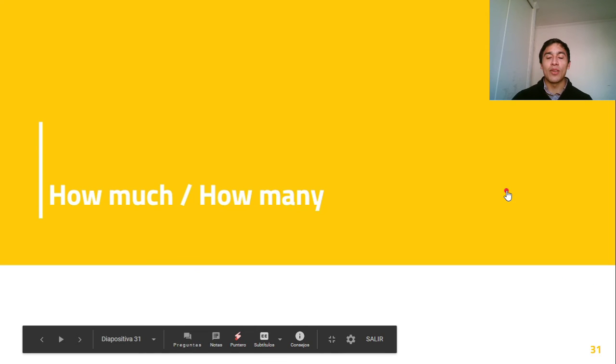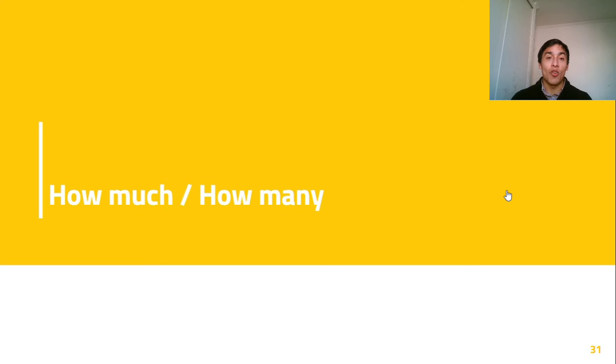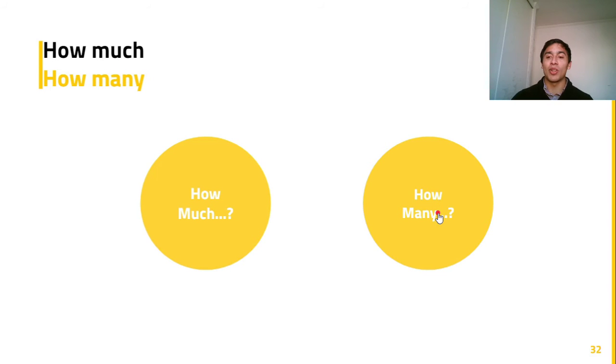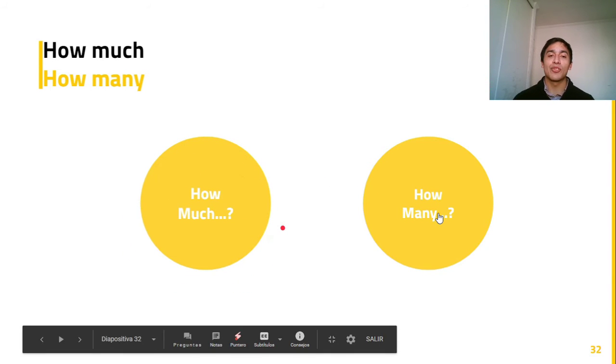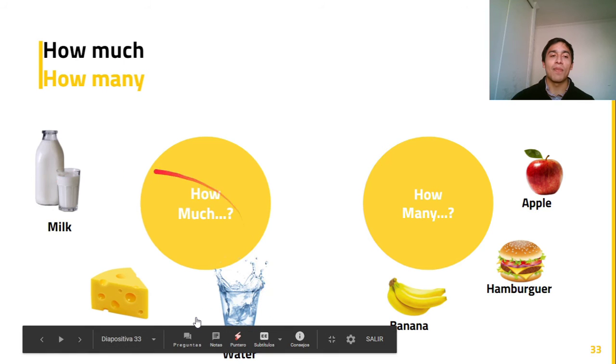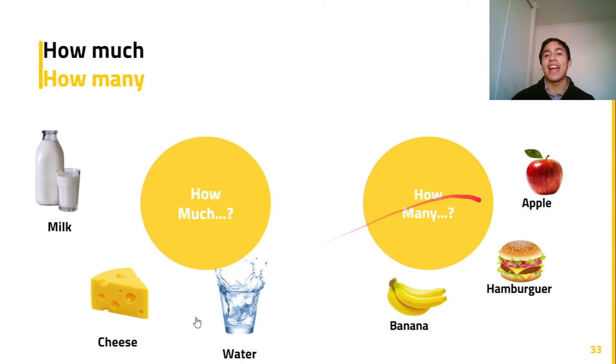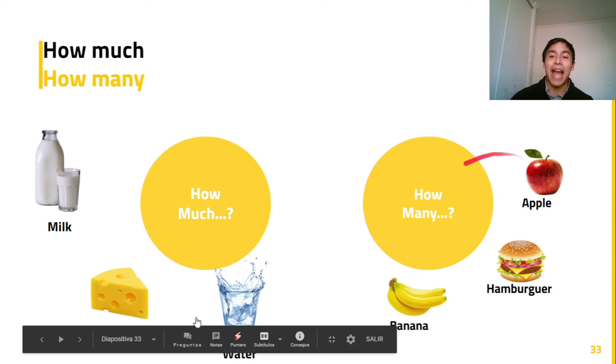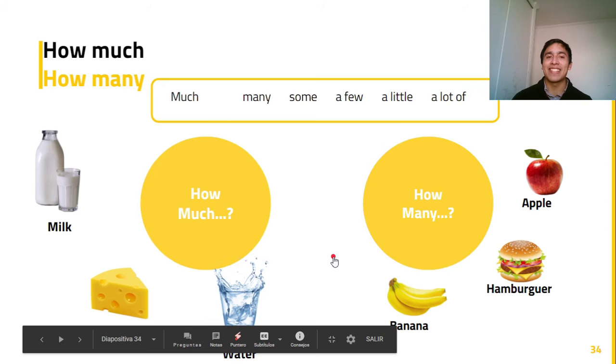And in order to differentiate that, when we ask about quantity or an amount of food, we have to ask how much or how many depending on whether it is countable or uncountable. So how much is for uncountable nouns and how many is for countable nouns. Alright, so I can ask how much water is there, how much milk, or I can ask how many apples, how many bananas. Alright, that's the difference.